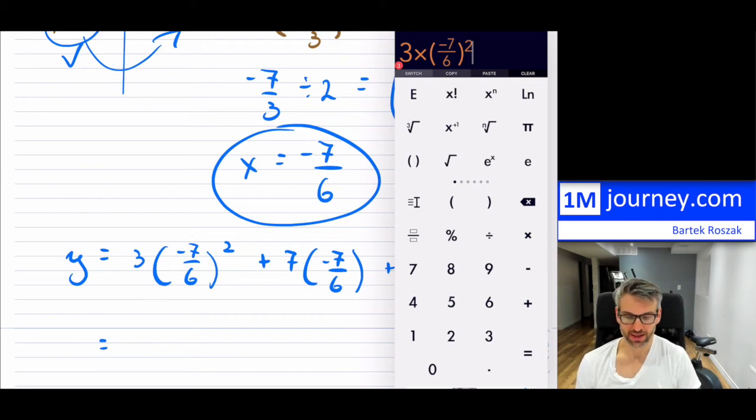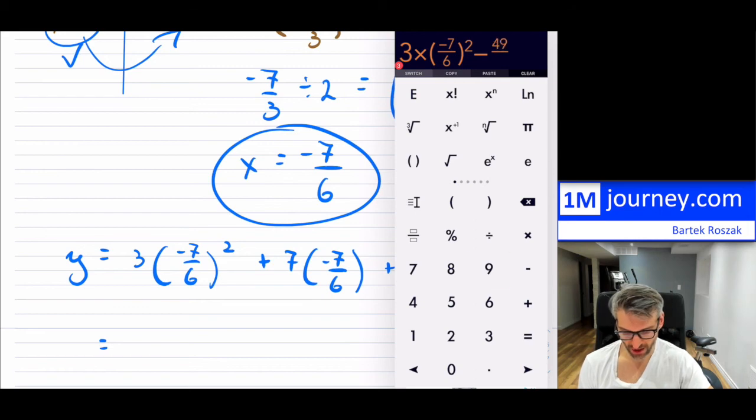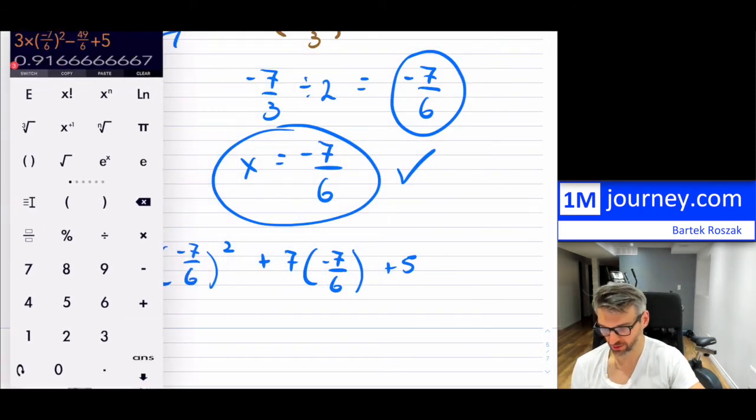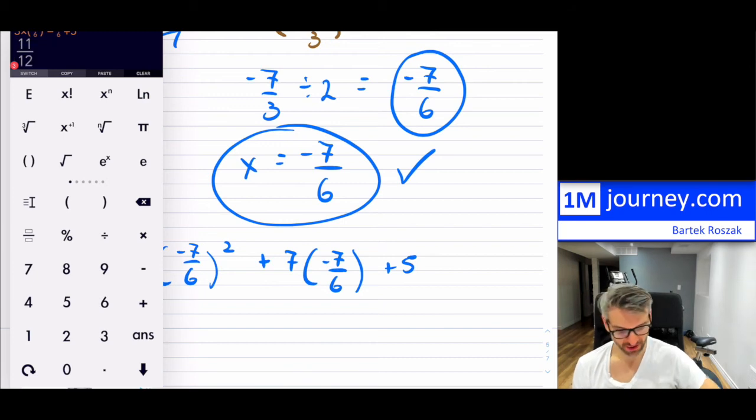So notice this is going to be 7 times negative 7 over 6. So 7 times 7 is 49. Now it's going to be negative. This one I can actually go ahead and do right away. So 49 is going to be over 6. So that's when you do that. And then that's going to be plus 5. Let's see what that gives us. So it wasn't that bad, actually. It's 11 over 12.